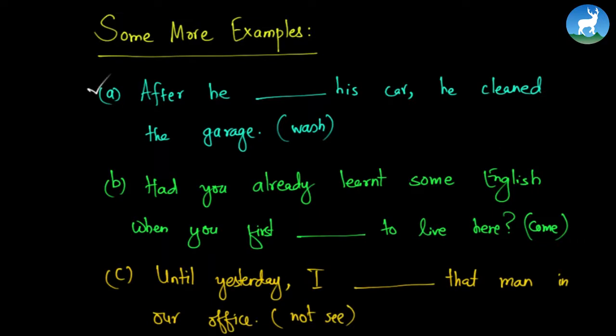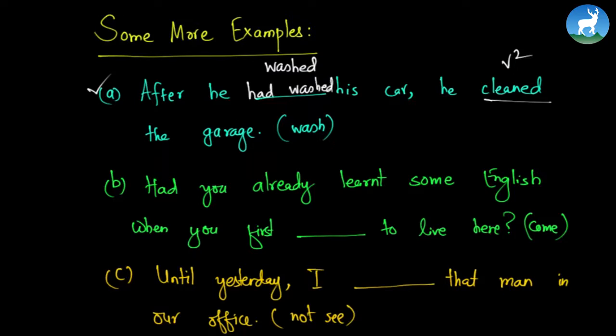Let's start with the first one. After he blank space his car, he cleaned the garage. So here is V2. So what happened in the first section? Which tense are we going to use? Is it the simple past tense or is it past perfect tense? After he washed his car, he cleaned his garage. That means two actions are going in a continuous way. But that does not seem feasible because after he washed his car, he cleaned the garage. Or after he had washed his car, he cleaned his garage.